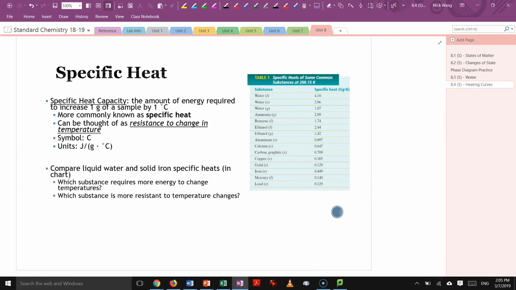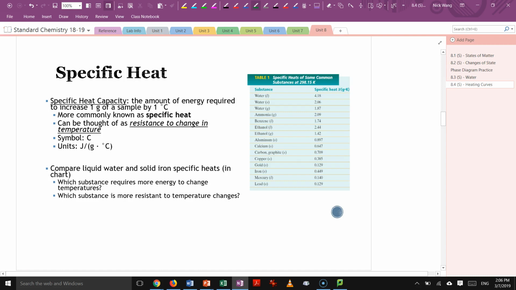Let's talk about another term. This one's related to heat, but it's not exactly the same thing. And it's a little confusing because it does share a word. This is called specific heat. Really it should be called specific heat capacity, but we usually shorten it to specific heat. The definition says, the amount of energy required to increase 1 gram of a sample by 1 degree Celsius.